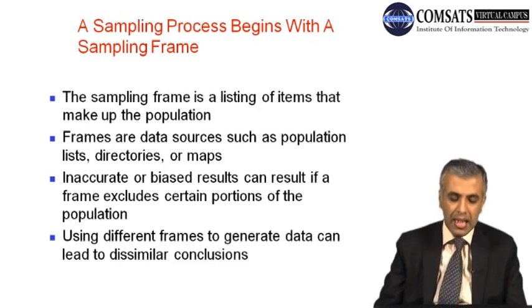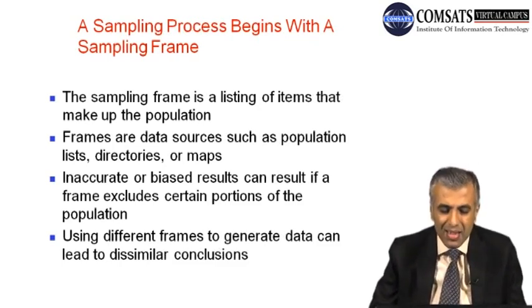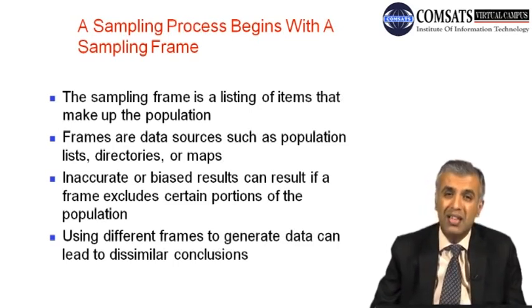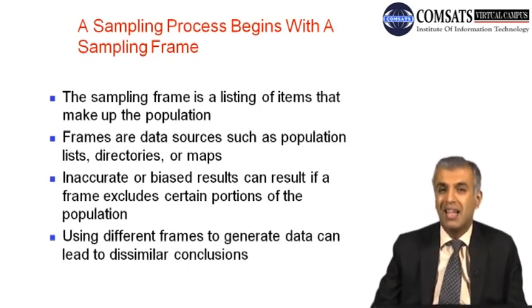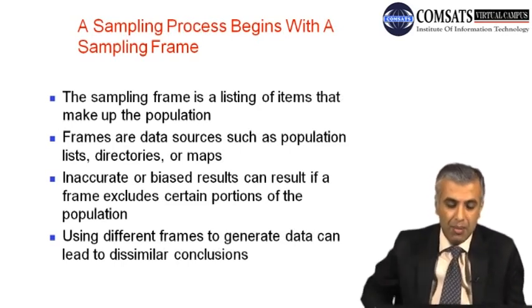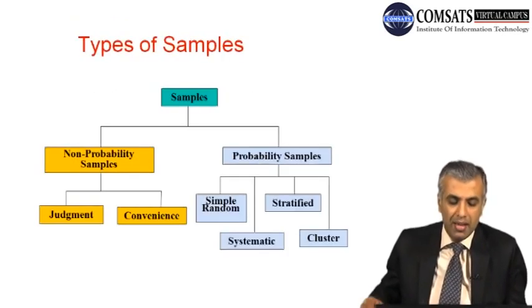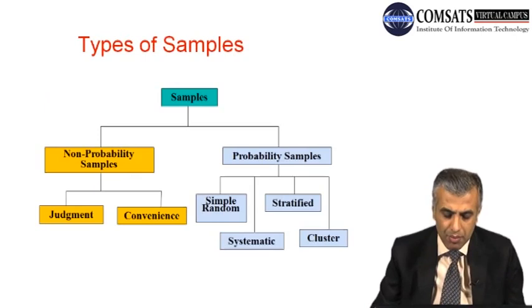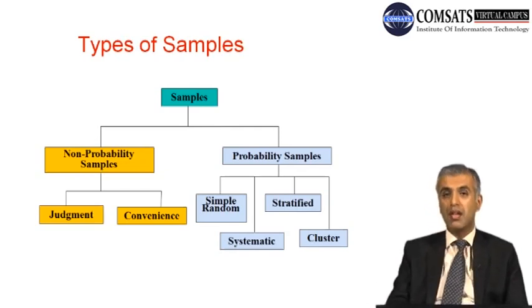So basically, these different cases regarding the sampling frame are very important in documenting the whole population, and then selecting and extracting the sample in a proper way. Then we are dealing with the various types of sampling which are of importance here. Primarily, there are two types: one is non-probability sampling, the other is probability sampling.